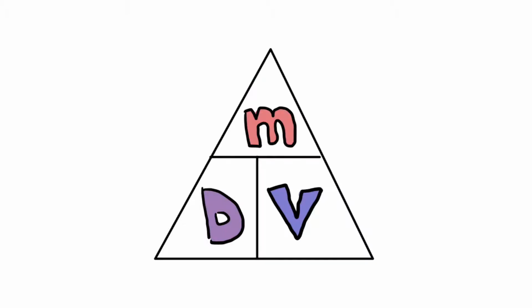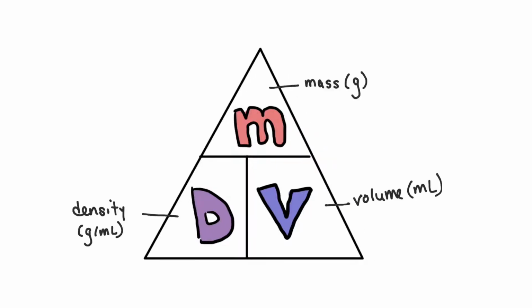So we can use something that we refer to as a density triangle to help us figure out the value if we know two of the values. So remember, we've got three things here. Density is measured in grams per milliliter, mass is measured in grams, and volume is measured in milliliters. So the way we use this triangle is if we know two pieces of information, so say we knew mass and we knew volume, we could find the third value.